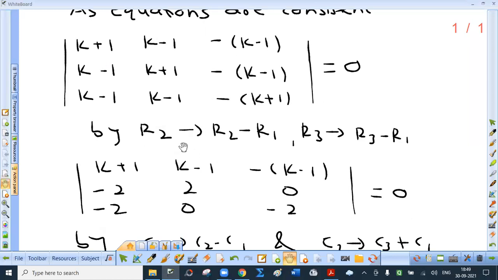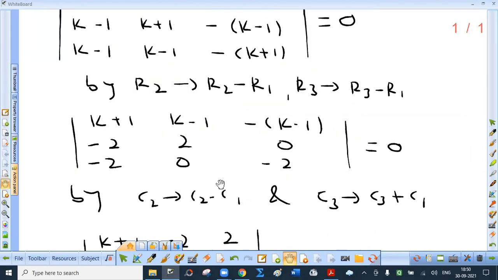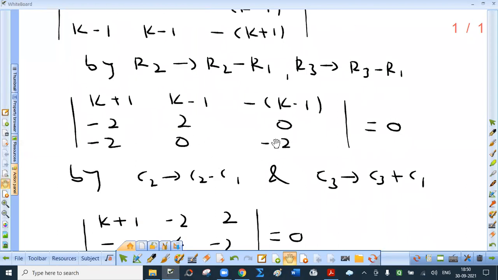Now I apply R2 changes to R2 minus R1, R3 changes to R3 minus R1. R1 remains as it is because we are changing R2 and R3. So I get this determinant. You can choose to expand determinant at this stage, or you may further simplify this.